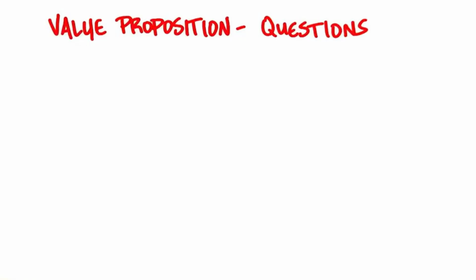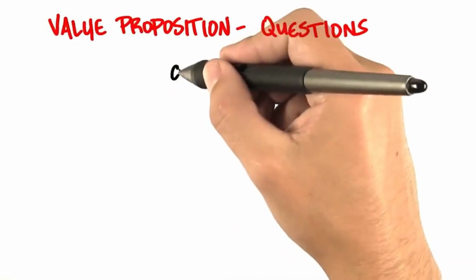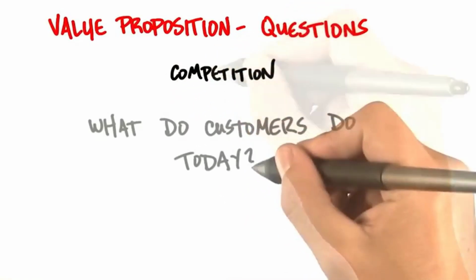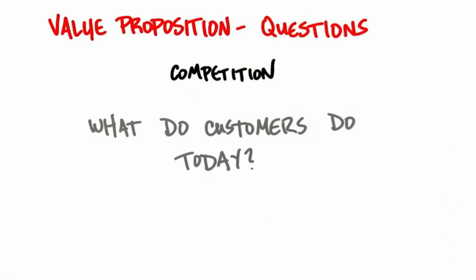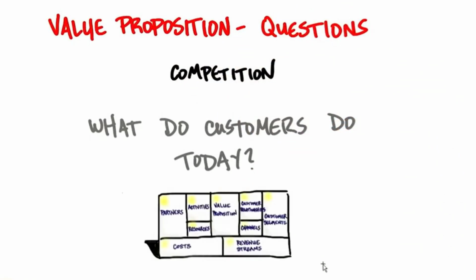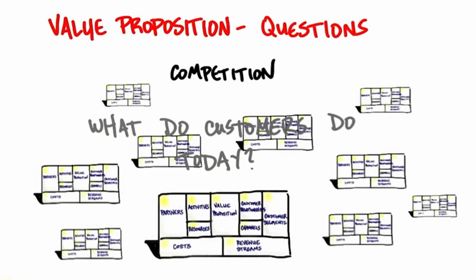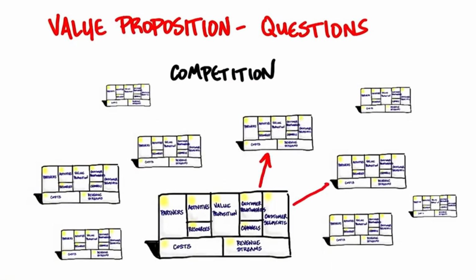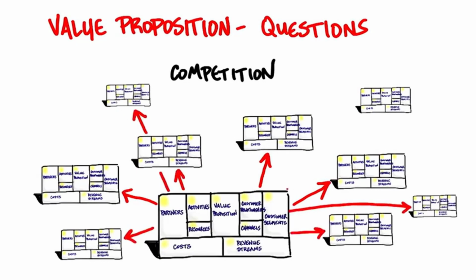Some of the questions you might want to be asking as you're outside the building now, talking to customers, is competition. Competition kind of exists outside the business model canvas. Think of the canvas now floating in a world where other people's business model canvases are floating as well. And so just take a step back and go, well, who else is out there? And what are they doing?